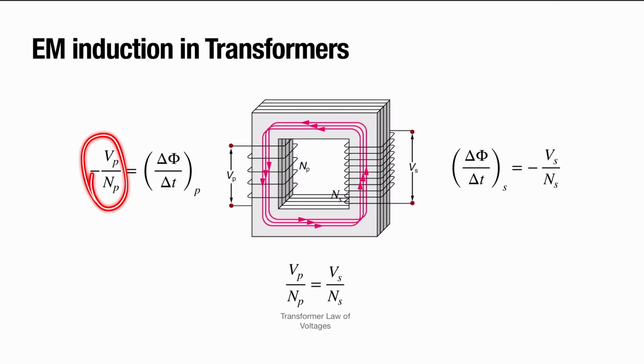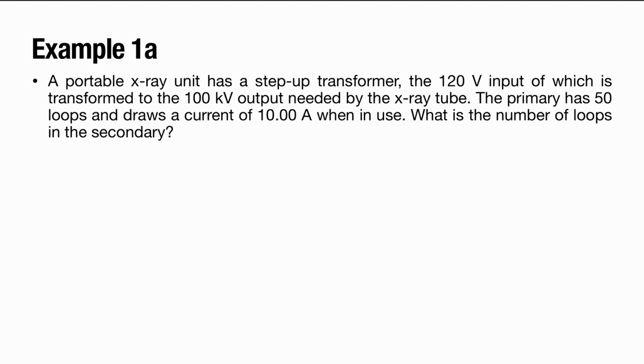So we can happily equate these two ratios, leading us to arrive at the first law of transformers with regards to voltages. The law of voltages with regards to transformers is that the voltage on the primary side divided by the number of windings must be the same as the voltage on the secondary side divided by the number of windings. Okay, that's a lot of theory. It's time to put it into practice. Let's see how this looks in practice.